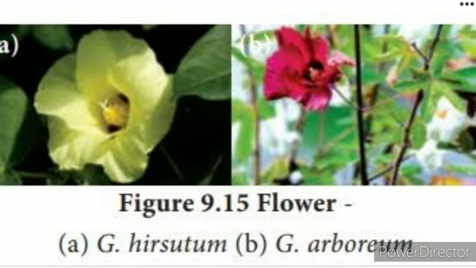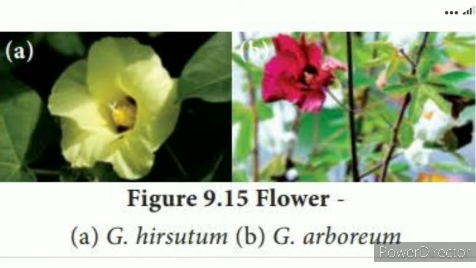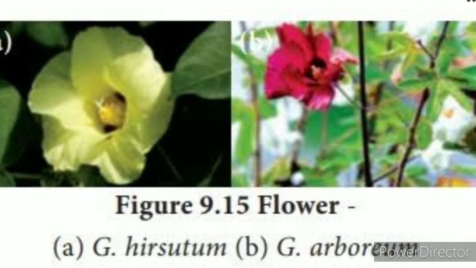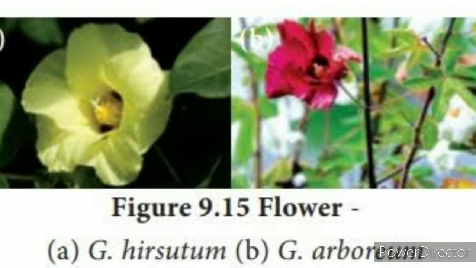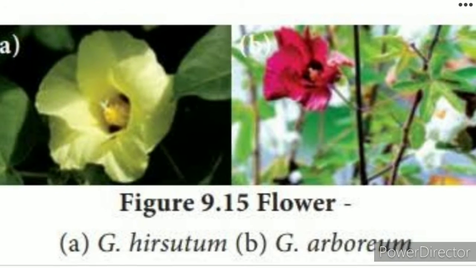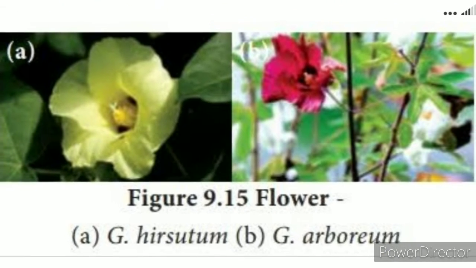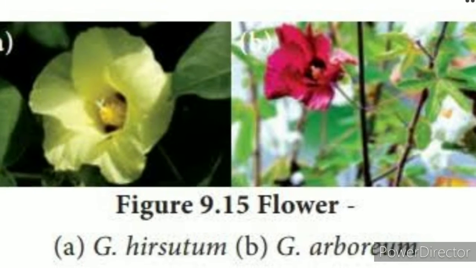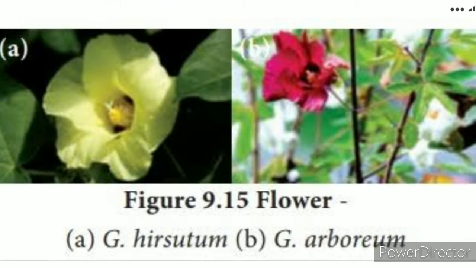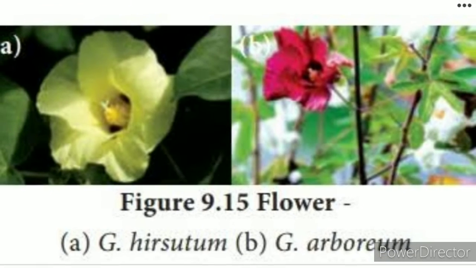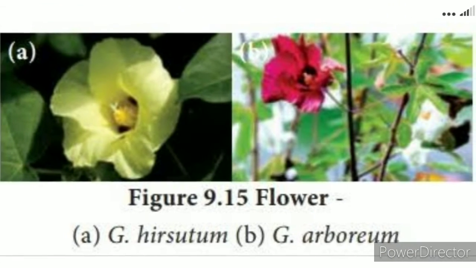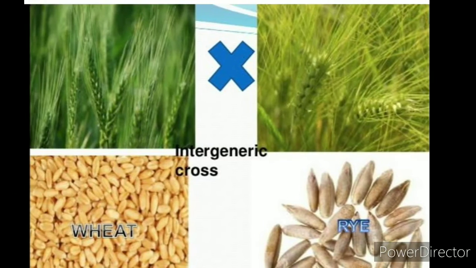Here Gossypium is genus, hirsutum and arboreum are different species. So this kind of hybridization is called interspecific or intragenic hybridization. It is commonly used for transferring the genes of disease, insect, pest and drought resistance from one species to another.